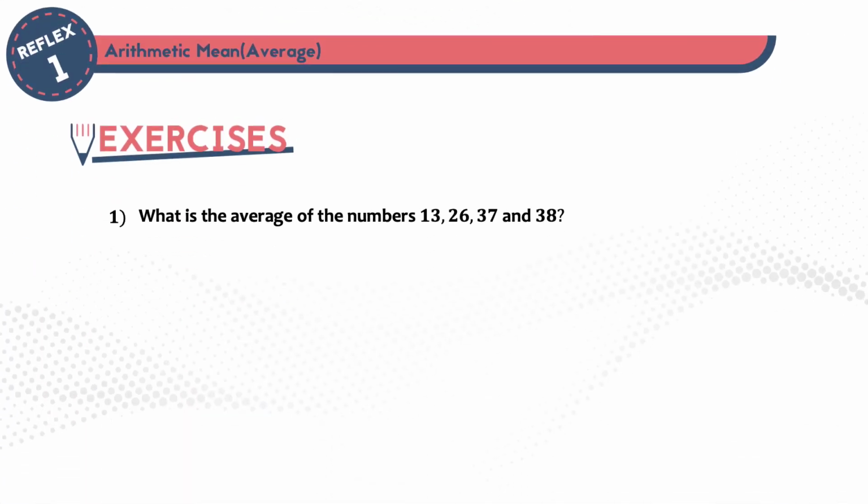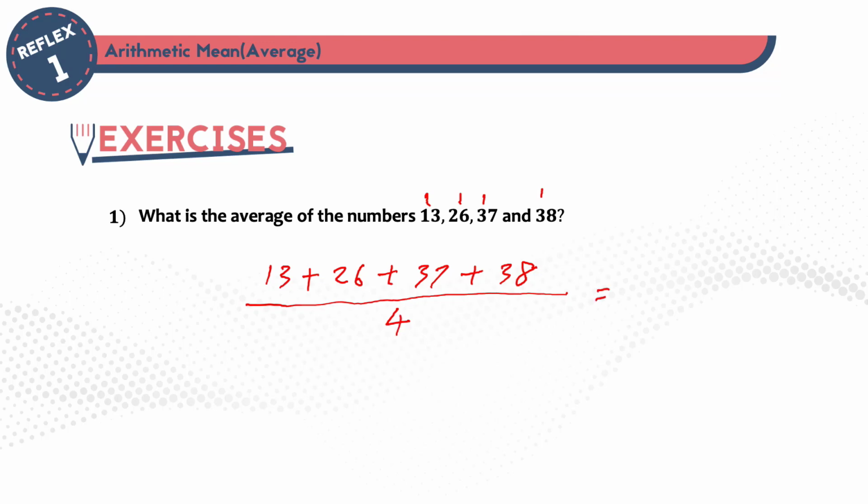And it's time for some exercises. Number 1, what is the average of the numbers 13, 26, 36, and 38? All right, let's add them up. 13 plus 26 plus 37 plus 38 divided by the number of items, 1, 2, 3, and 4. So divided by 4, we get 28.5. Done.